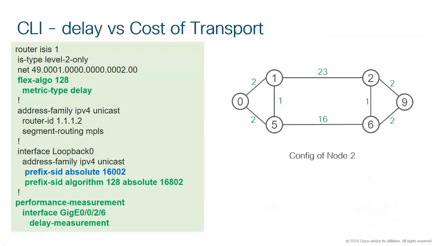How would you configure this? Again, you enable the flexible algorithm. Here, we're going to say what the metric is because it's not the default ISIS metric, but we want to minimize on the delay. The prefix SID is the same, and now on the link, you want to enable the delay measurements. So it's performance-measurement, which interface, and you enable it. And I'll come back after to a small presentation to give you more detail on the delay measurements.